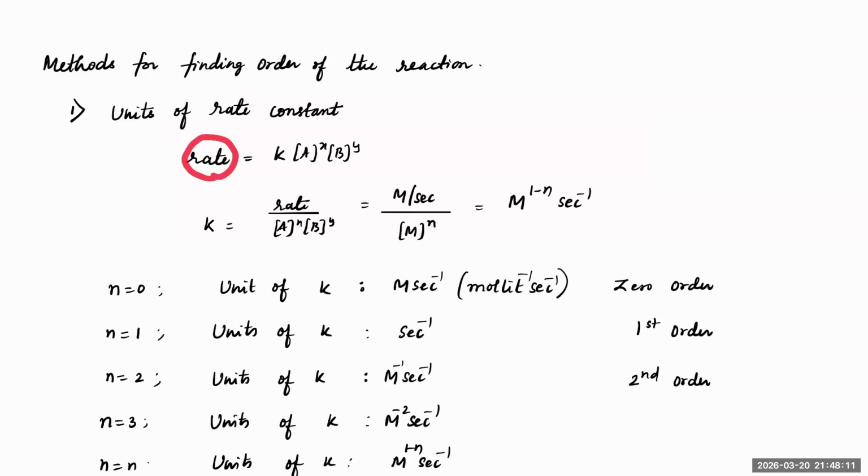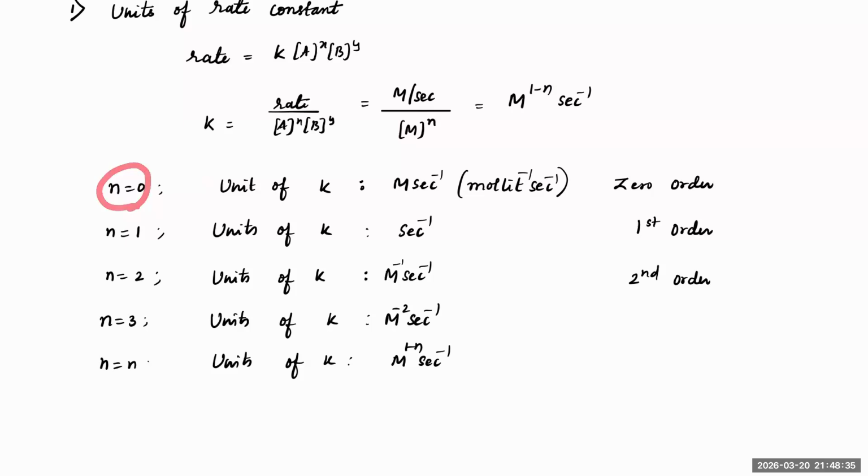Generally, when we write rate, rate is equal to constant into A raised to power of x into B raised to power of y. Rate constant will be equal to rate units, which is molarity per second, divided by molarity raised to power of some nth order. So if I take this M in the numerator, it will become M raised to power of 1 minus n. So if n is equal to 0, the units of k will be molarity per second. Okay, molarity is mole per liter per second. So if you see these units for rate constant, you are talking about zero order kinetics.